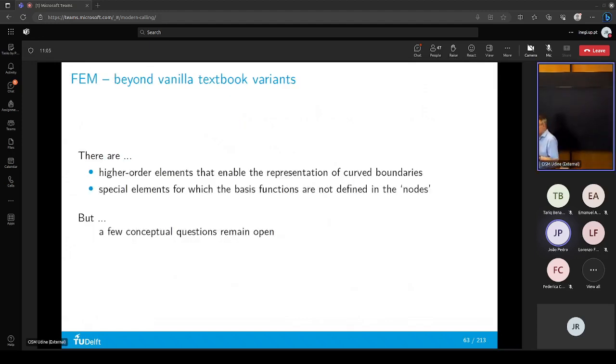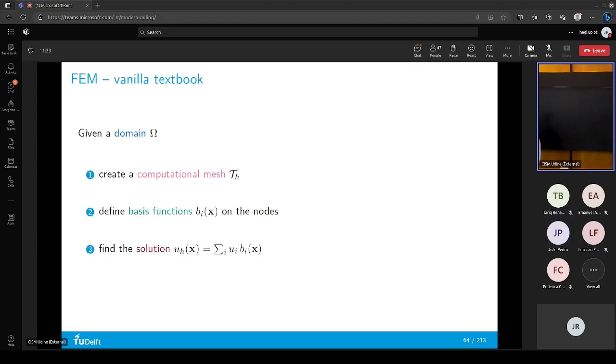So you can say, yes, there are special elements, there are high order elements, all true. You can also say, I didn't dive into that. I just defined the basis on the nodes. You can say there are Raviart-Thomas or Brezzi-Douglas-Marini elements where they are somewhere not in the nodes or vertices, but somewhere else. All fine, but let's say, apart from these details, there are some conceptual problems that remain.